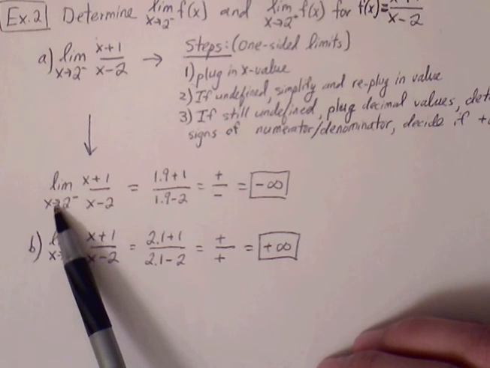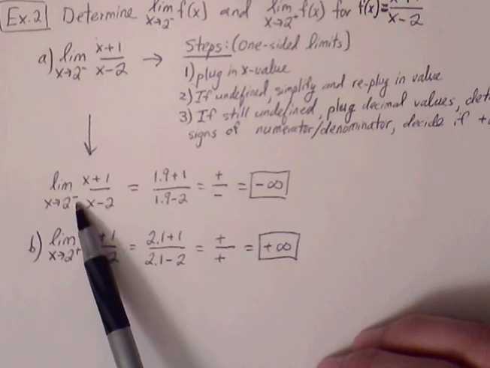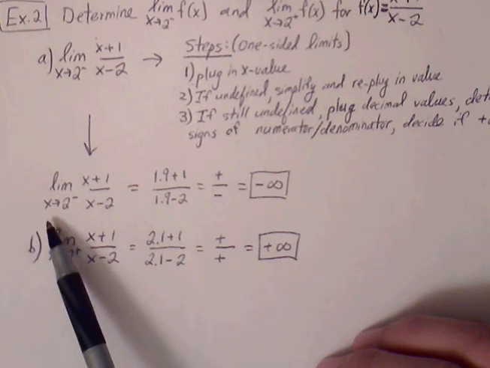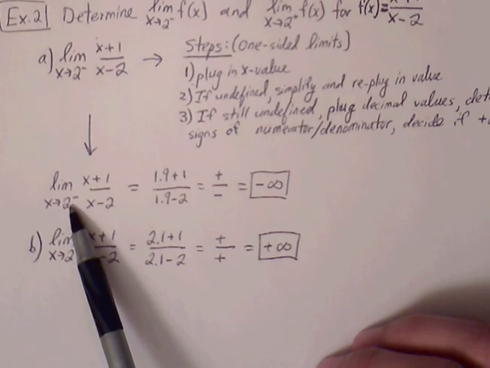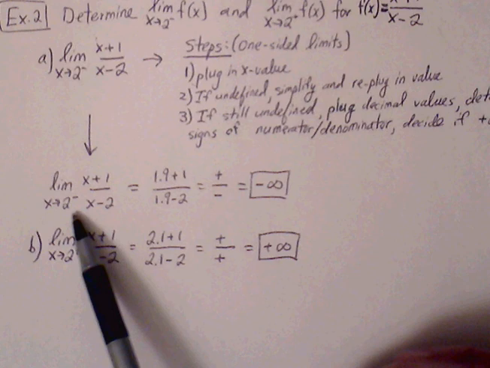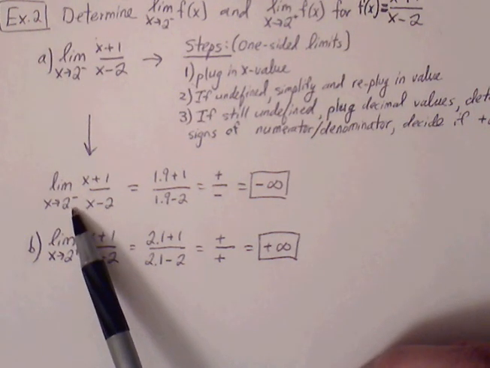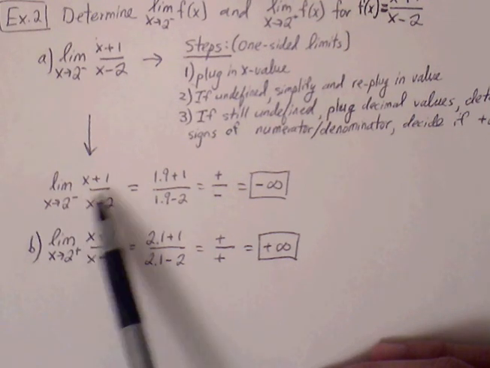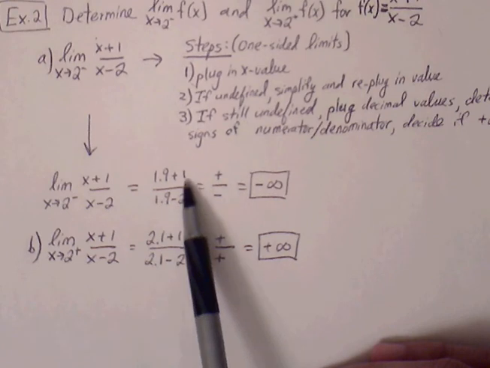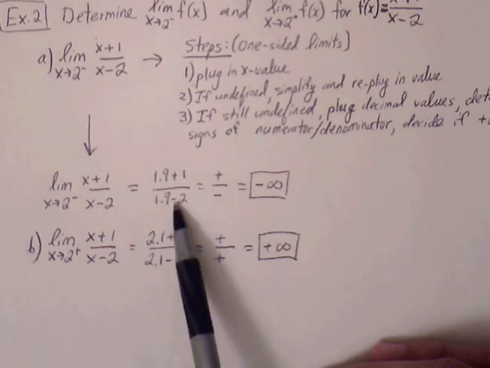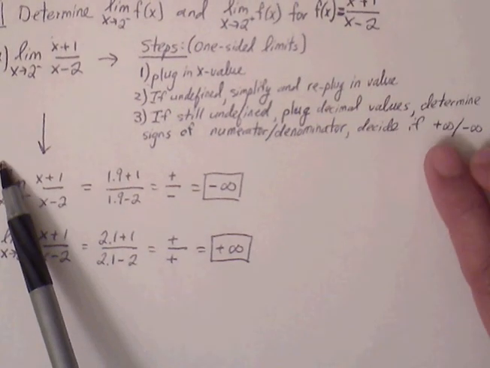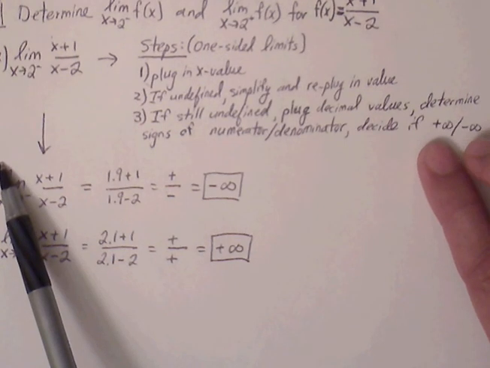target x value. In this case, 2 from the left side of 2 means we're approaching it from the left side. So 0, 1, 1.5, 1.9. Let's use 1.9 because it's a close enough number that we're going to get a good read on the signs. If we plug 1.9 in for both x's, we get 1.9 plus 1 over 1.9 minus 2. We don't really care about these values. We just want to know whether it's positive or negative. Again, we already know it's going to be one of these two options, because of the vertical asymptote.